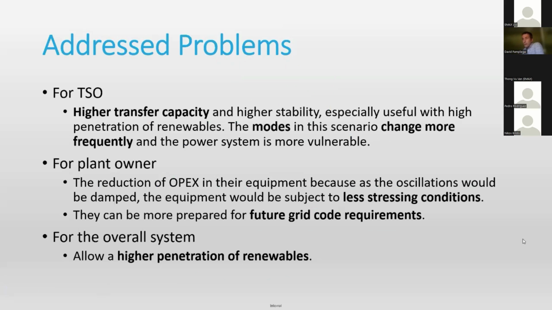The first one, for TSOs, the aim is to enable them to have a higher transfer capacity and stability, which will be very useful in scenarios with a higher penetration of renewables. This is because the modes in this kind of scenarios will change more frequently, and then the power system will be more vulnerable against the different fluctuations of the generation of these renewable resources.